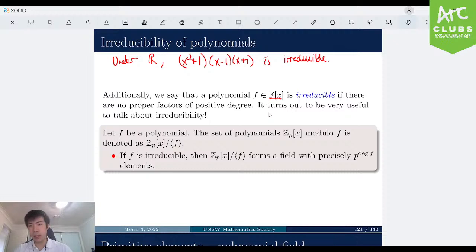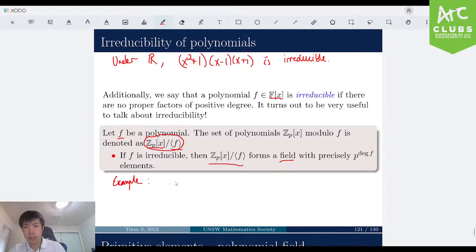All right, now we have a little result here. Let f be a polynomial. The set of polynomials Zp[x], so the polynomials over the field Zp, modulo f, is denoted as Zp[x] slash the angle bracket f. If f is irreducible, then this set will form a field. Let's see an example of this. When I first saw this, I was quite confused as to what this means. All right, just a very short example.